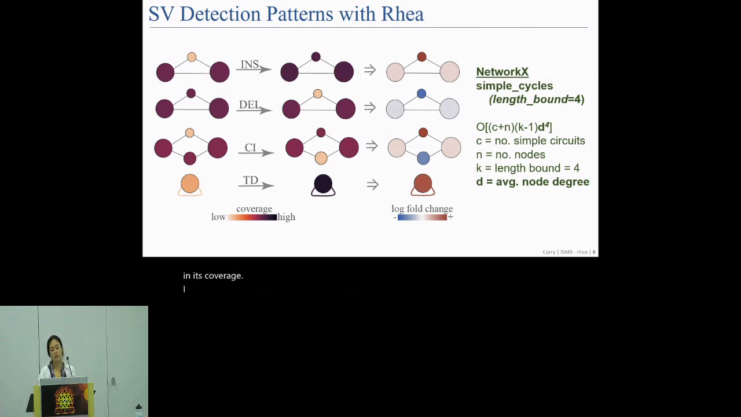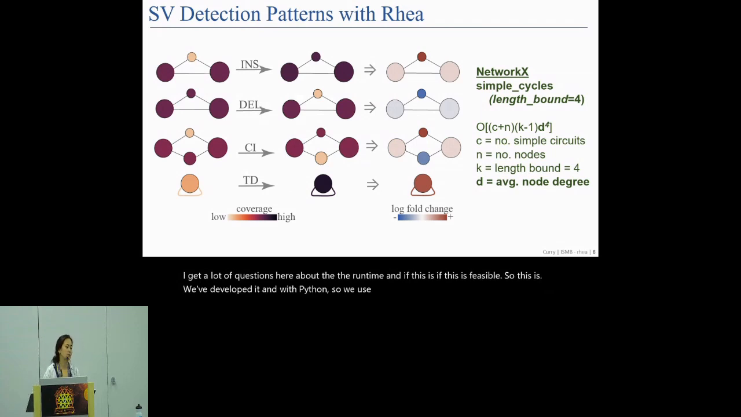I get a lot of questions here about the runtime and if this is feasible. We've developed it with Python, so we use NetworkX and we use simple cycles to detect all the triangles and squares within the graph.